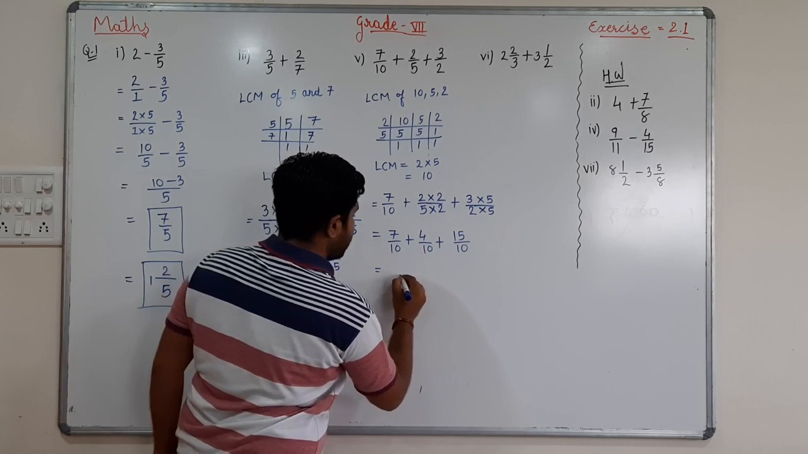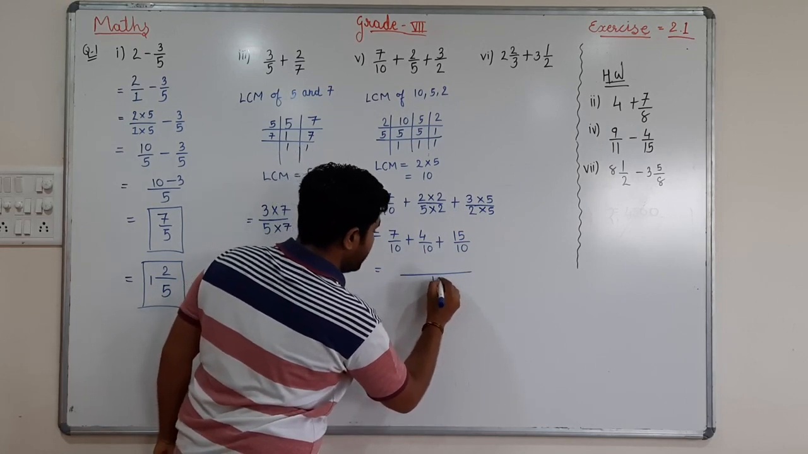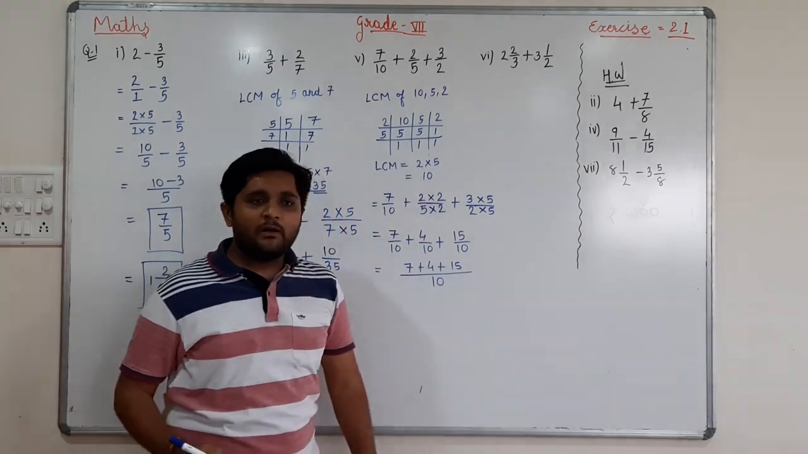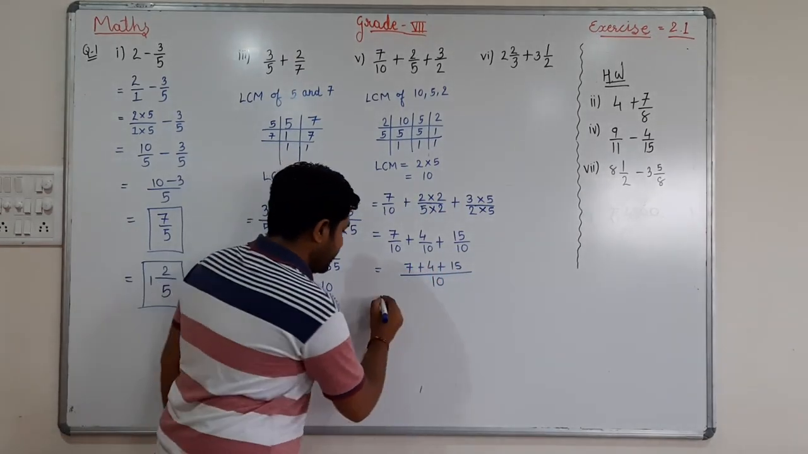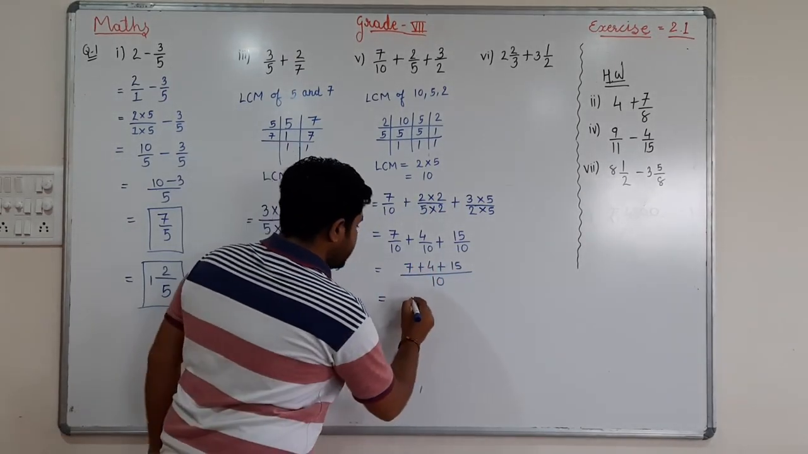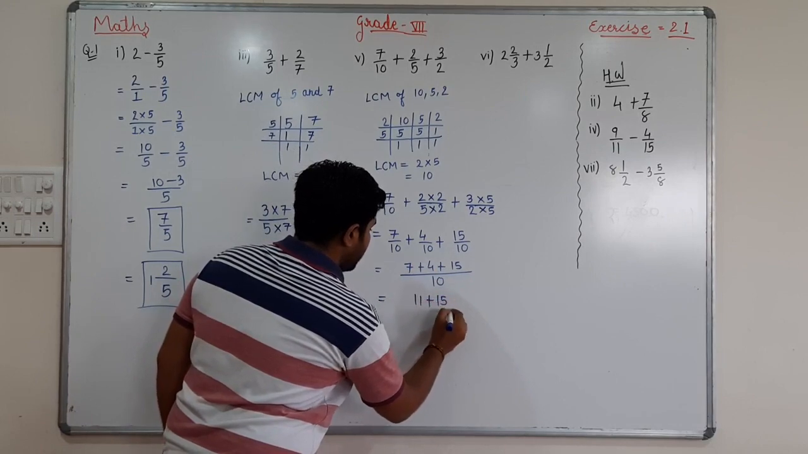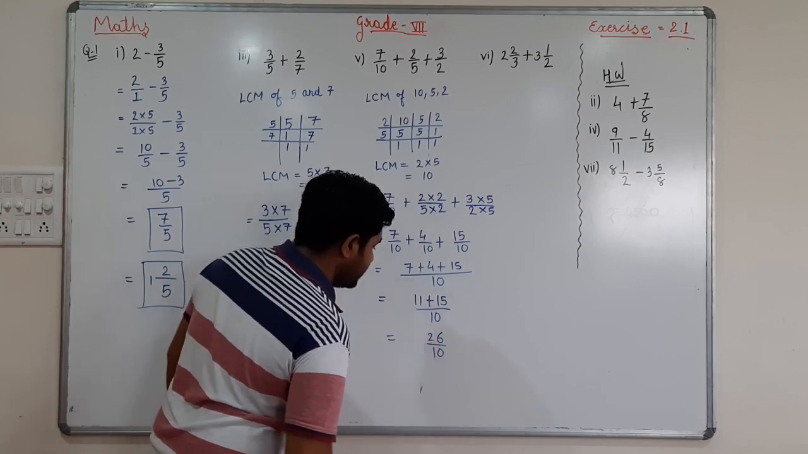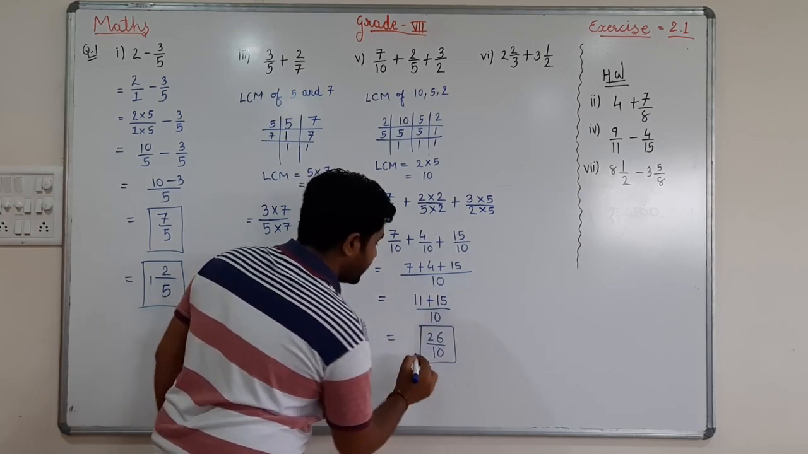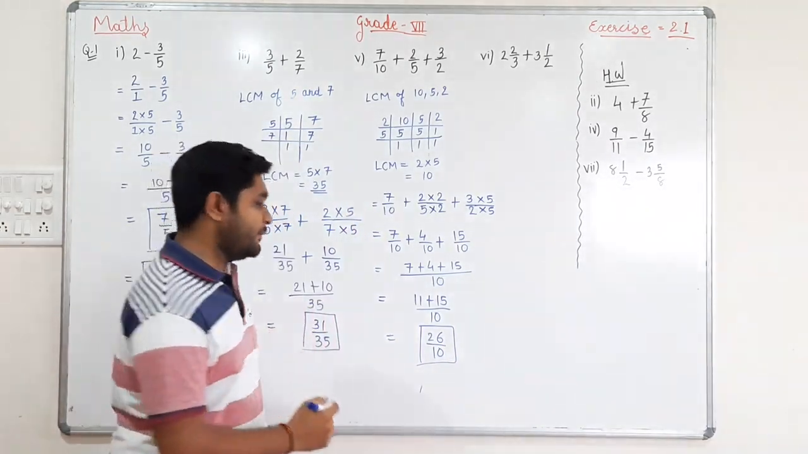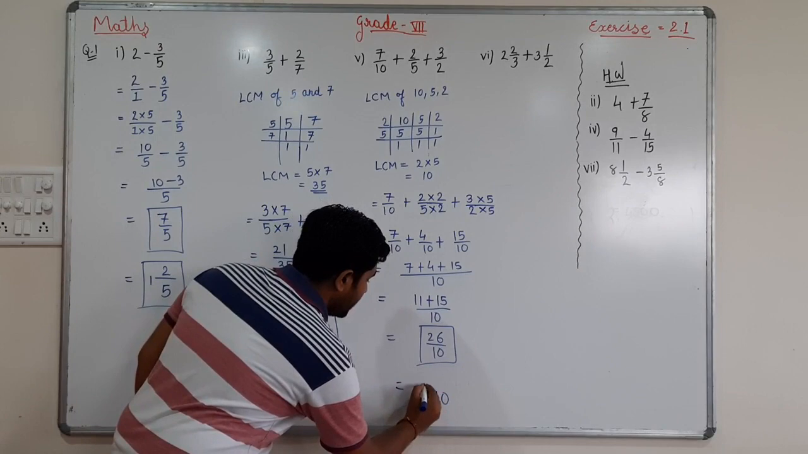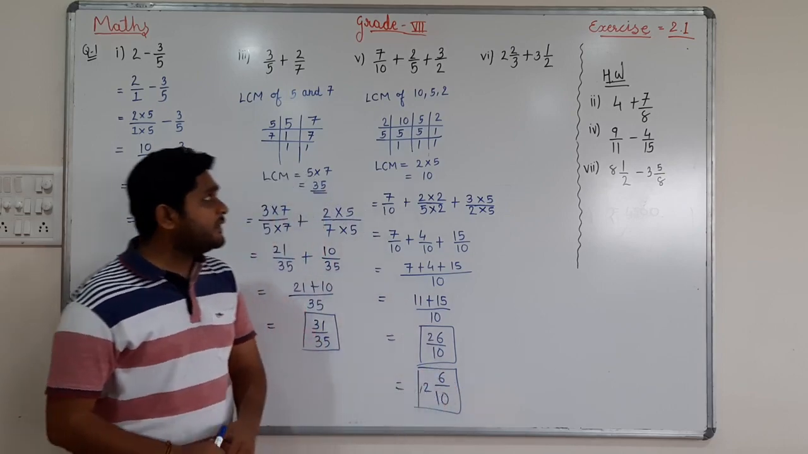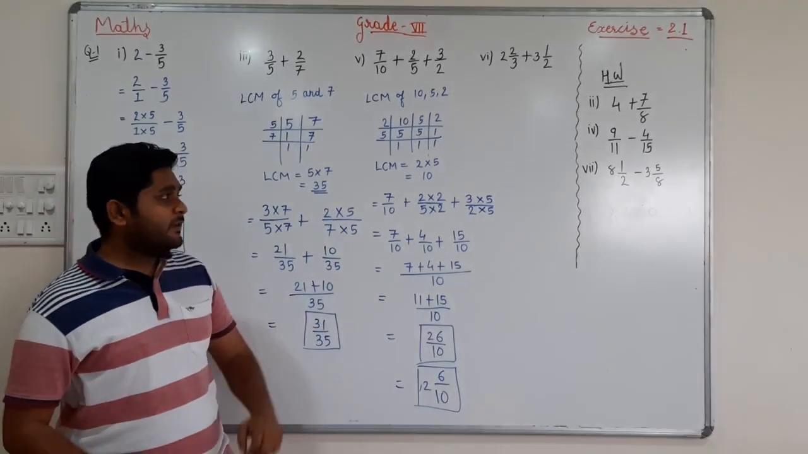Now all the denominators are same. So write down the denominator as common, and upside 7 plus 4 plus 15. If you add all these numbers, you will get the answer. So 7 plus 4 is equal to 11, plus 15, upon 10. So here we got the answer 26 upon 10. So it is an improper fraction. So you can convert it into a mixed fraction. 10 2s are 20, 20 plus 6 is 26. So here it is our answer.